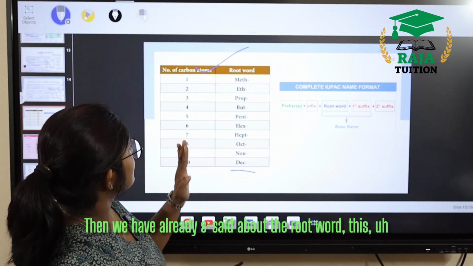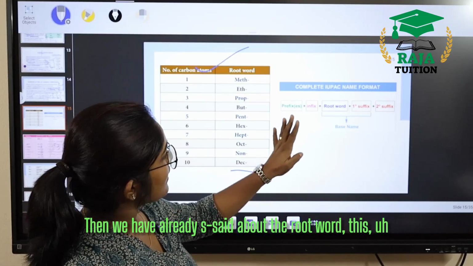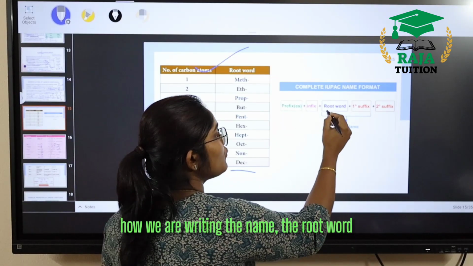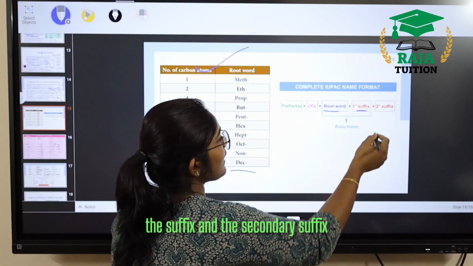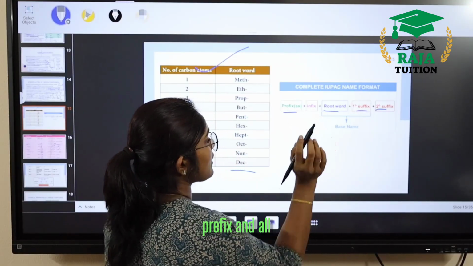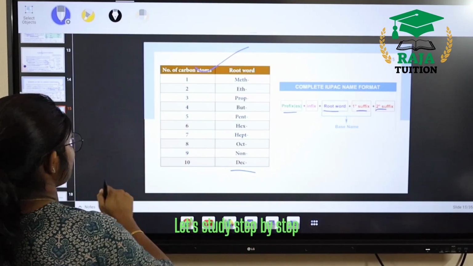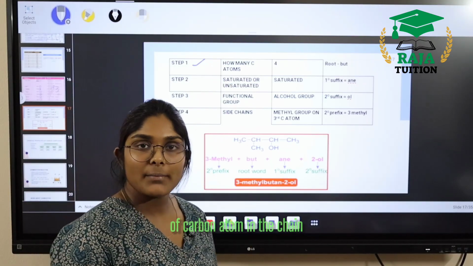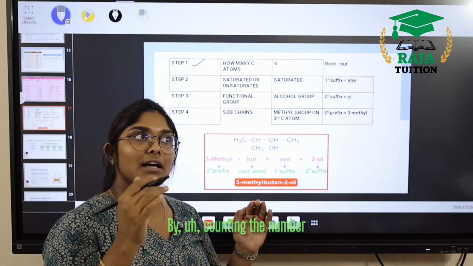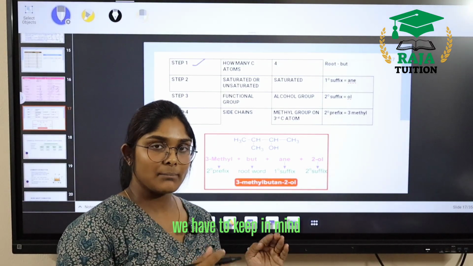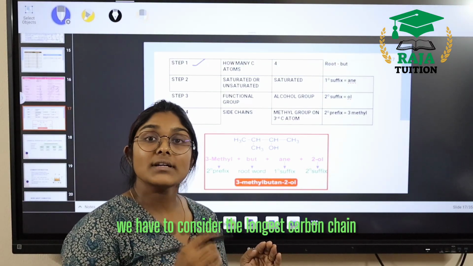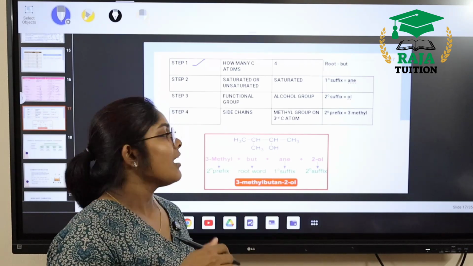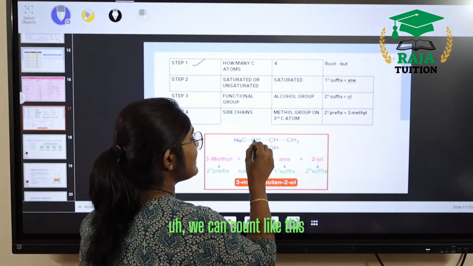Then we have already spoken about the root word. How are we writing the name: the root word, the suffix, the secondary suffix, prefix, and all. Let's study step by step. First of all, we have to identify the number of carbon atoms in the chain. While counting, we have to keep in mind that we have to consider the longest carbon chain. Now, in this case, we can count like this.